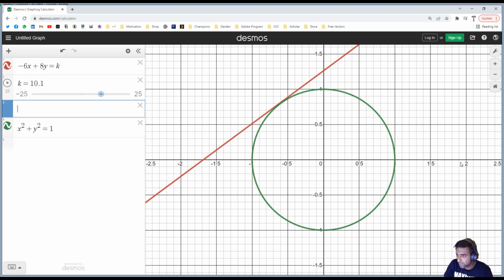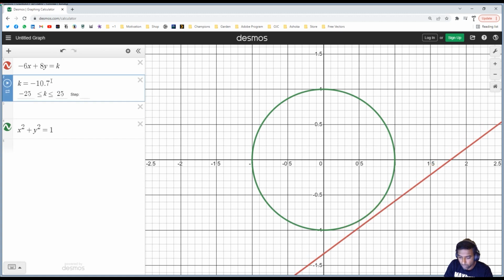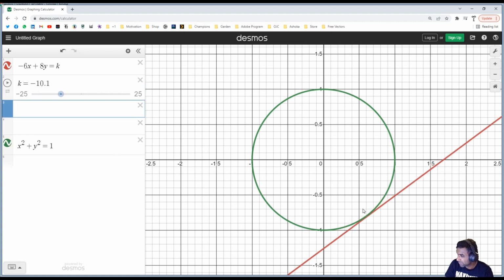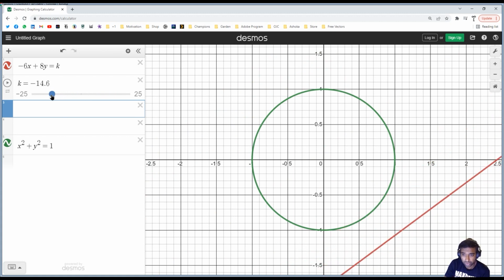If we go the other way and bring it down, around minus 10.1, you've got another point of intersection. No, I went too much. Let's try 10.1. There we go, roughly there. This is just an estimation. But if the value is greater than 10, you can see there are no solutions, or when it's less than negative 10, there are no solutions.